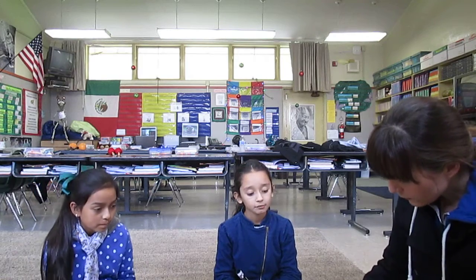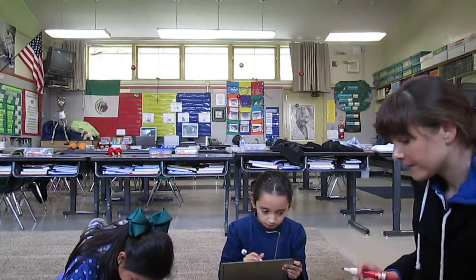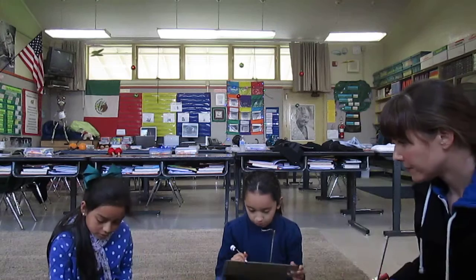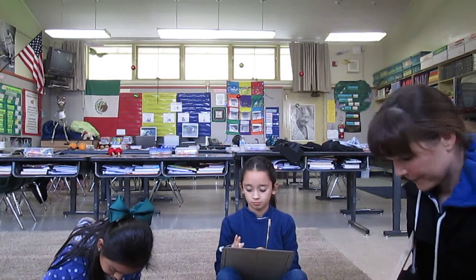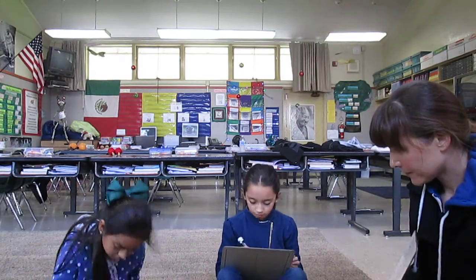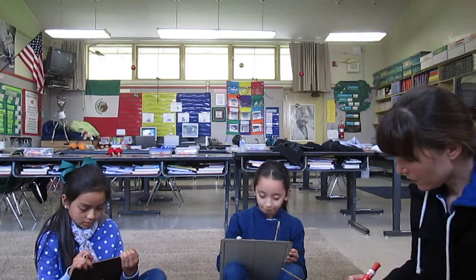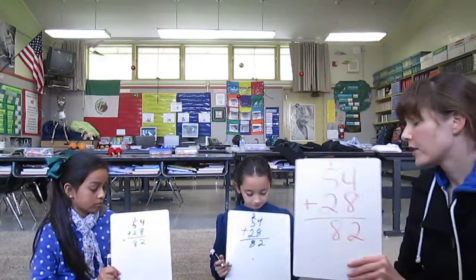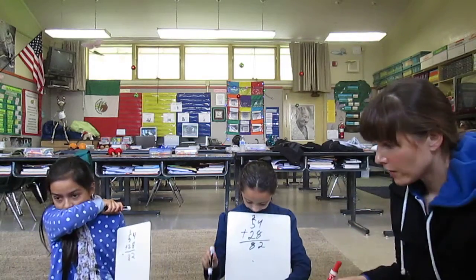Let's try 54 plus 28. 54 plus 28. And on the count of three, we're going to flip our boards over. 1, 2, 3. You should have 82. You should have regrouped in the tens column. Going to erase that.